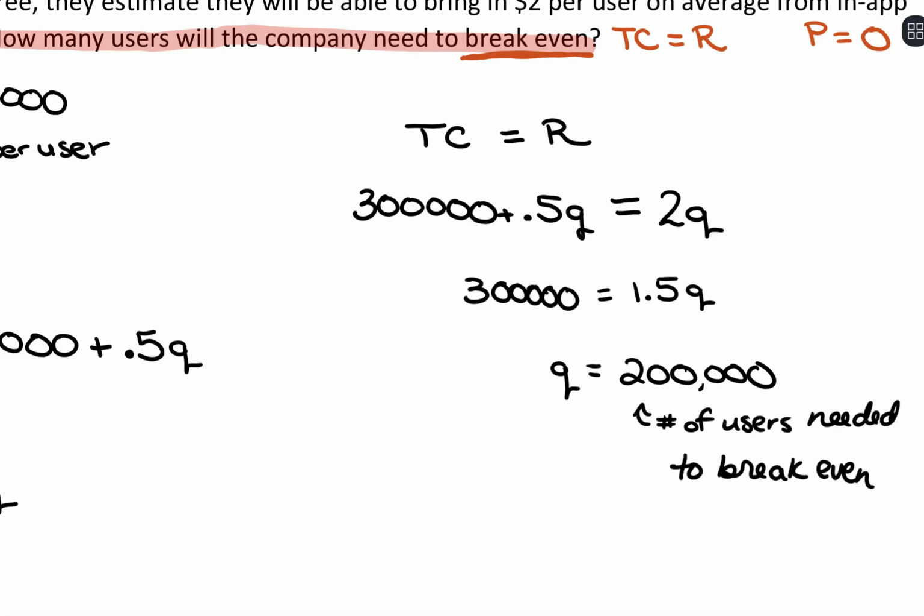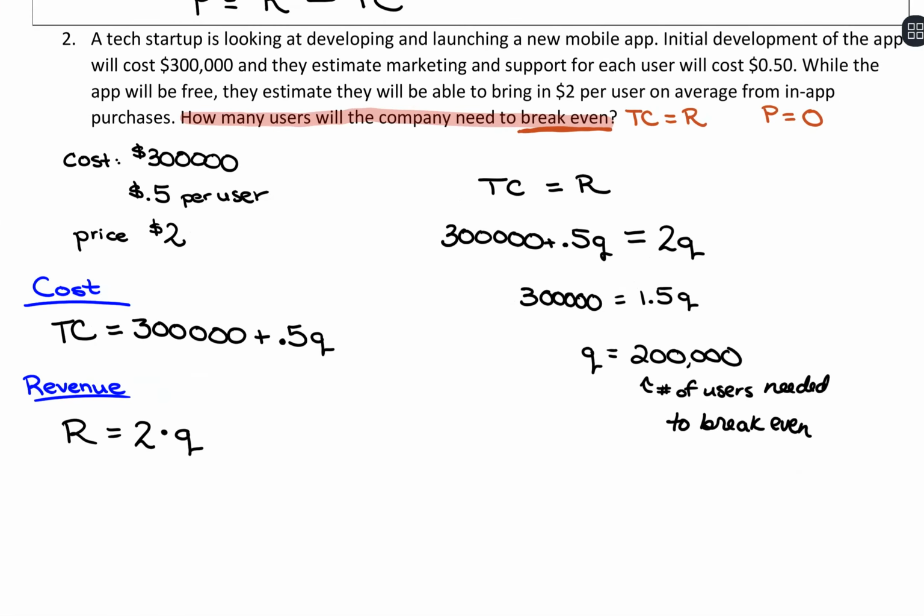So what the company could do is, if they're working with these expected numbers, they're going to aim to get to 200,000 users, because that's when their profit's going to be zero. Then when they go beyond that number of users, if they get even more users, that's when they start making a profit. But typically when businesses get started, they'll look at this break-even point as a kind of goal to hit in order to make sure that revenue is matching their total costs.